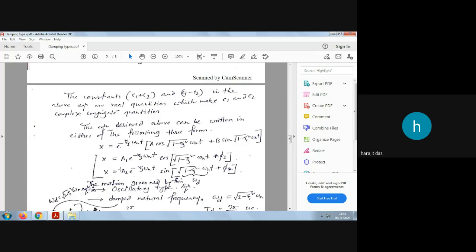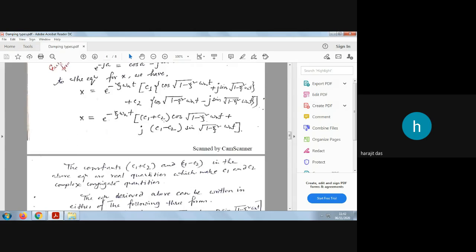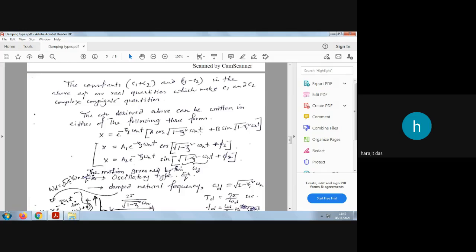So these two expressions are actually important, because most of the problems which you will be going to solve will be based on these two expressions. So the first expression is x equals e to the power minus zeta omega n t. Instead of c1 plus c2 they have written a, because they are real quantities, so it is written as a.